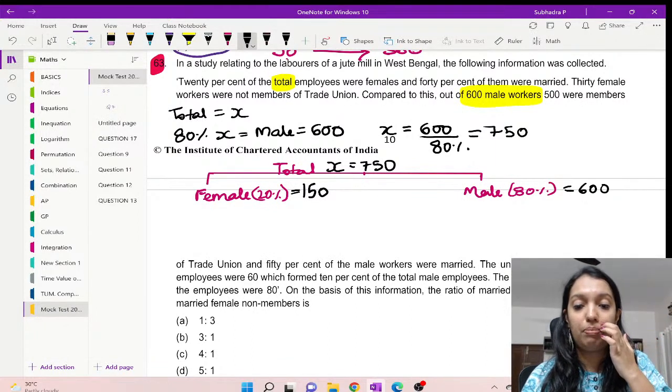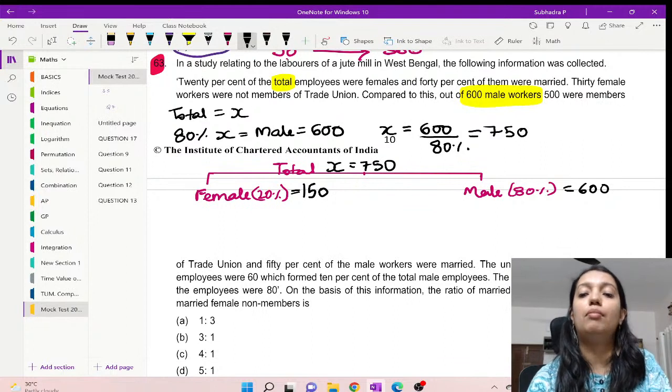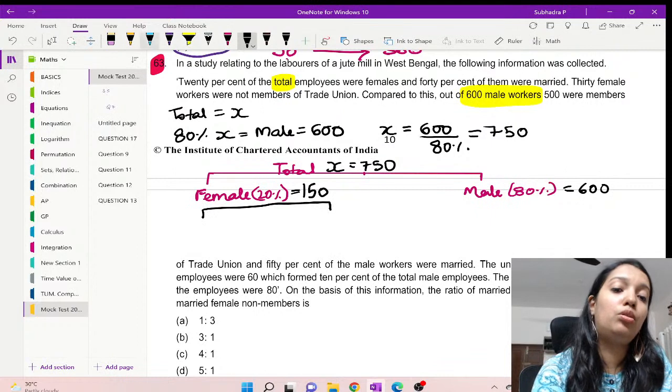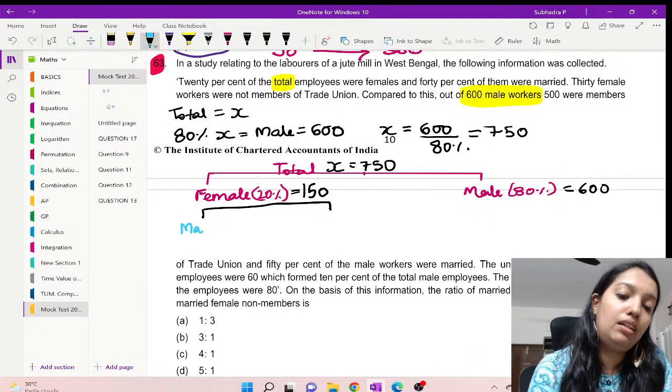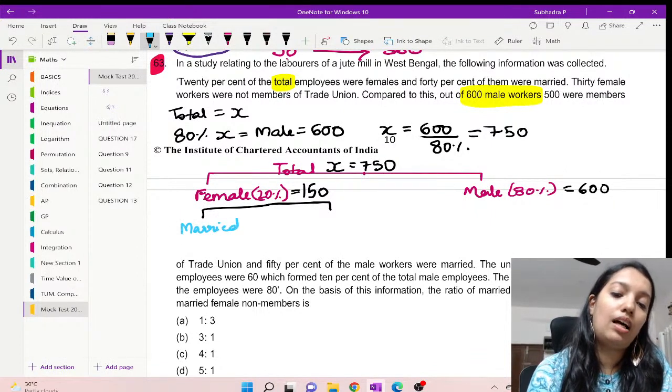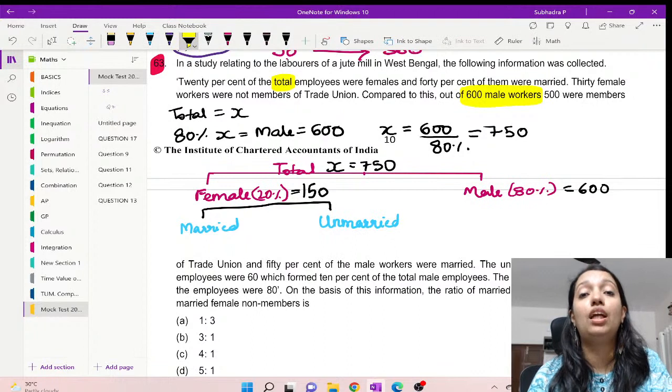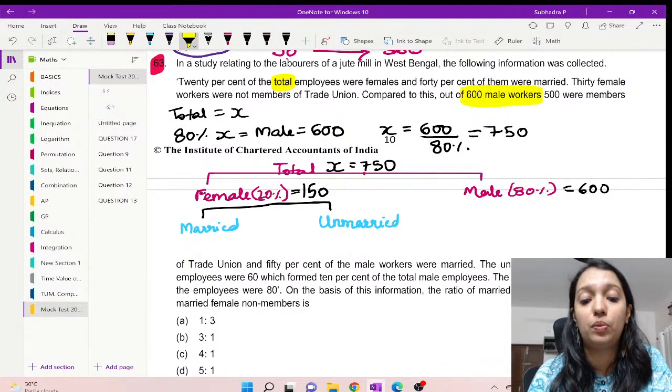Next, 40% of these female are married. I am continuing from the first sentence. This also you can divide into two parts. Married, unmarried. Whether I have to calculate everything in detail will be dependent on the last line of the question. Look at the last line.